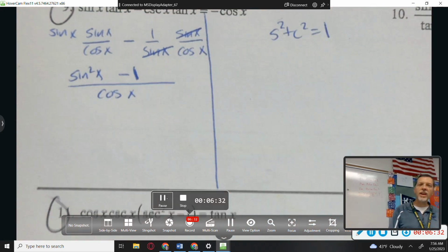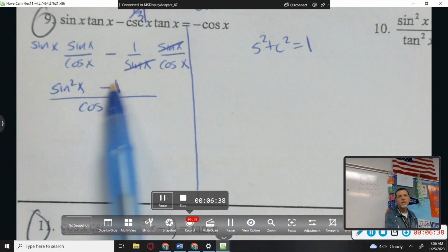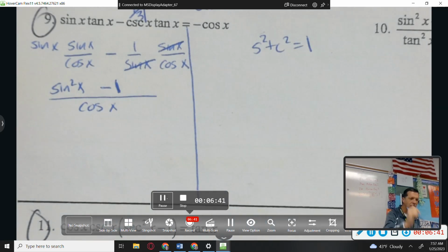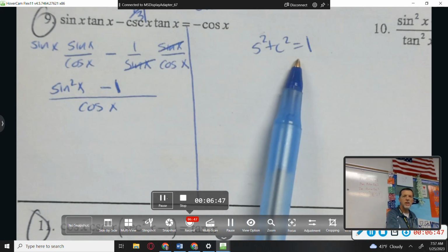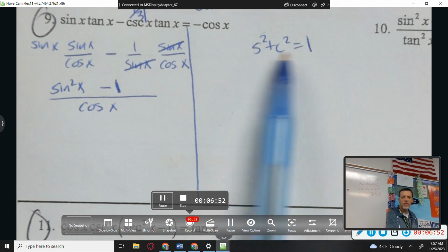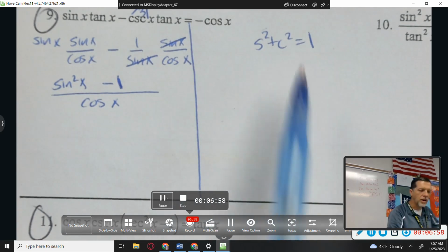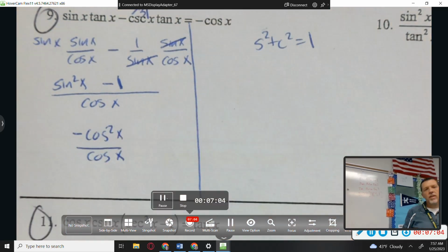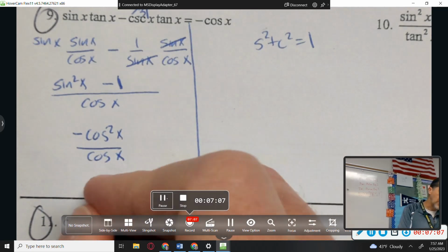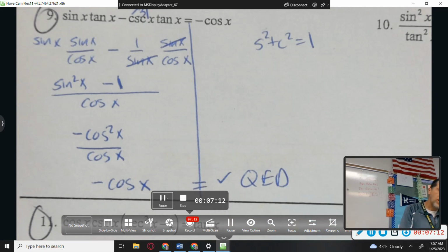Again, I can't think about the identity and manipulate it all at once in my head. That's too much for my brain to handle. So I know sine squared plus cosine squared is 1. That means sine squared minus 1 is equal to negative cosine squared. Also peeking ahead, I got to get a negative from somewhere, and that's where it comes from. And then we're pretty much there because one of the cosines will cancel. And we got it.